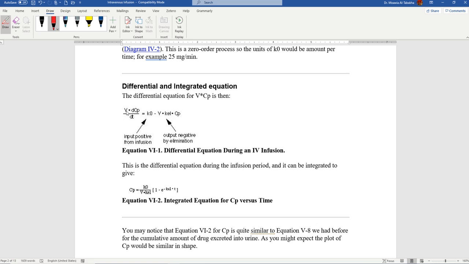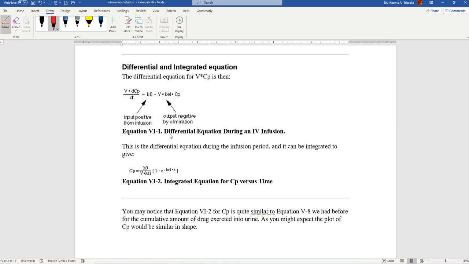Here we are talking about amount per time equal to the rate of input, which is positive, minus, because it's removing the drug, the rate of output, which is also amount per time, V of KL times the concentration. Now you need to recognize the integrated equation.